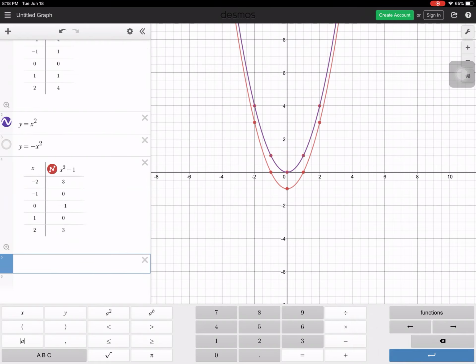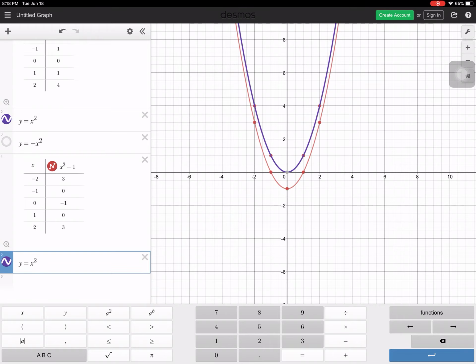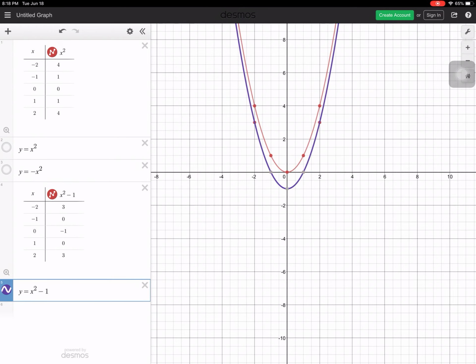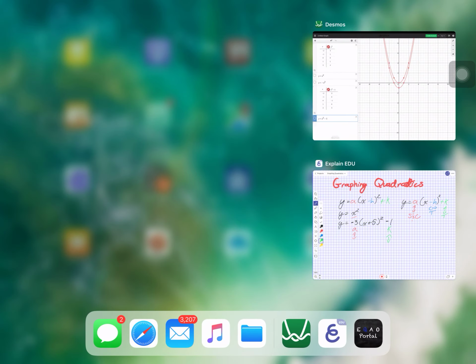Okay, I'm going to rewrite the equation here so we know what we did in algebraic form. Okay, and we can turn that one off and turn that one off. And that's what they look like. Everything is just shifted down. The shape is the exact same. So that's important to remember.